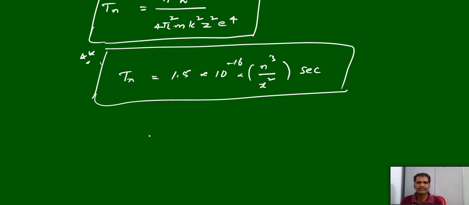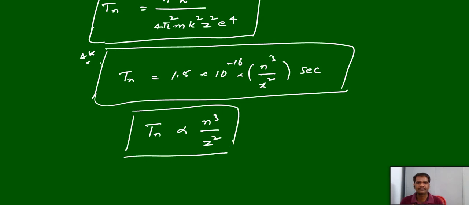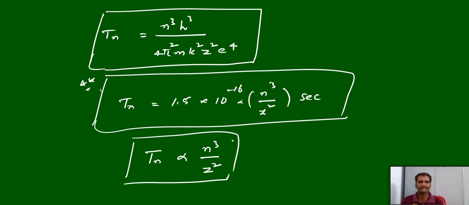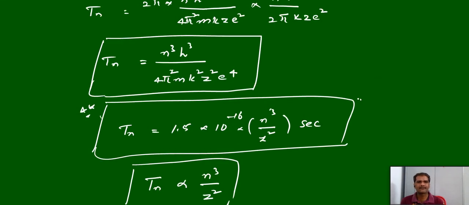From this you can write time period is directly proportional to n cube by z square. So this is for numerical purposes. This formula is for numerical calculations: 1.5 into 10 power minus 16 n cube by z square second.